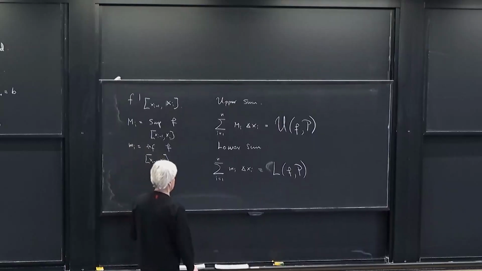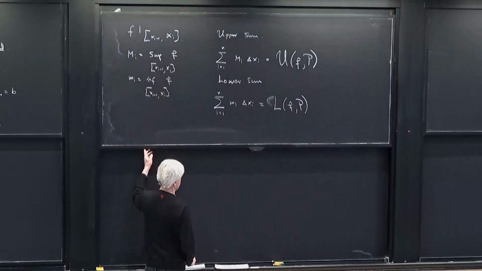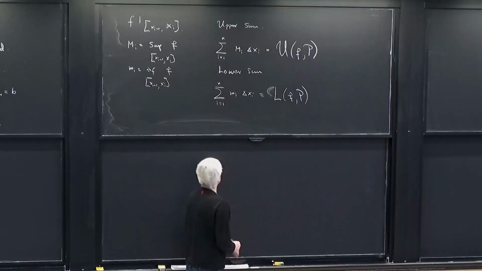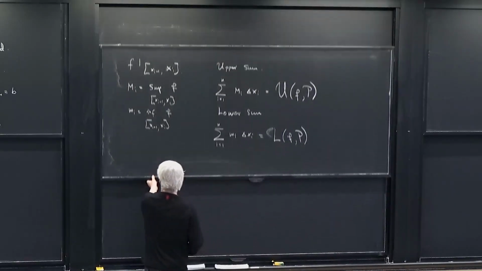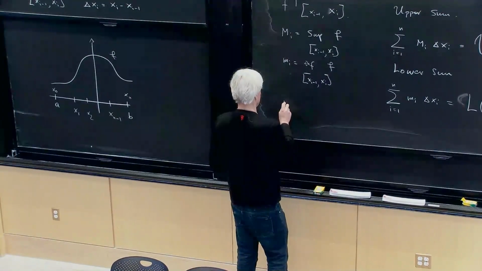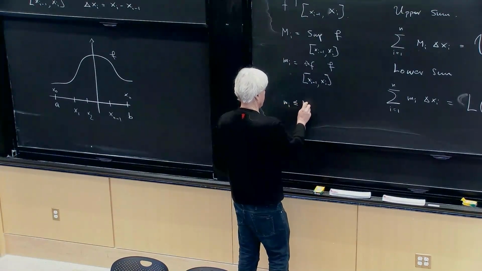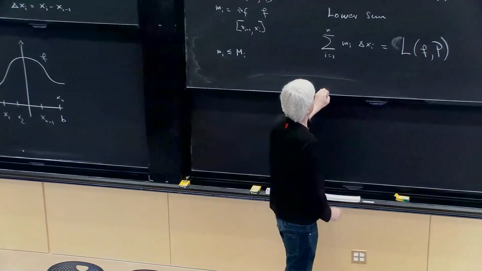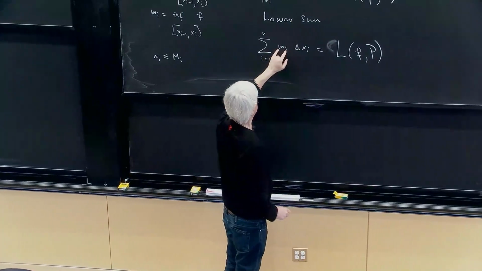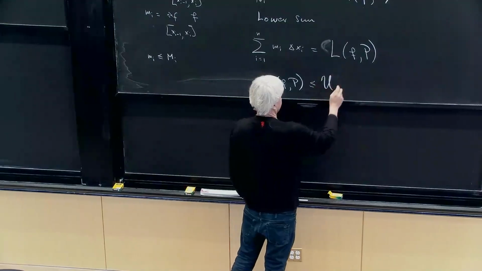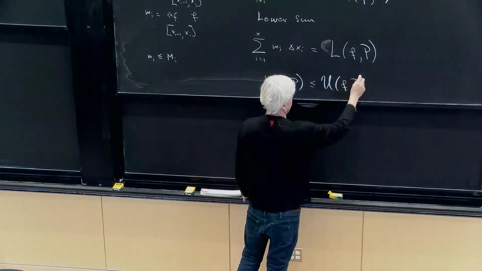Of course, for these m_i, it's the infimum on the same interval as M_i, so little m_i is less than or equal to capital M_i. But the weights are the same, so if this is less than that, it means that the lower sum is less than or equal to the upper sum.